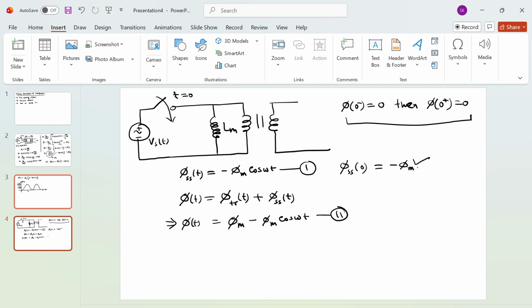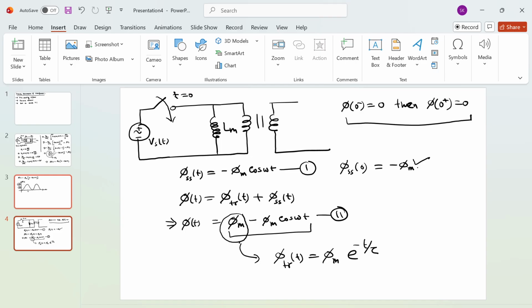Now in this equation number 2, if you put t equal to 0, this quantity will vanish and it will simply be 0. So it is now following the principle of energy conservation, or the constant flux linkage theorem. One more thing I need to mention: the transient part should decay. It should have some maximum value and it will decay depending on the time constant of the circuit.